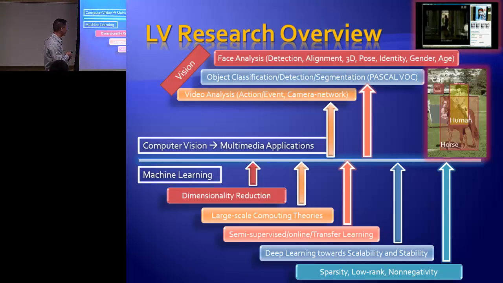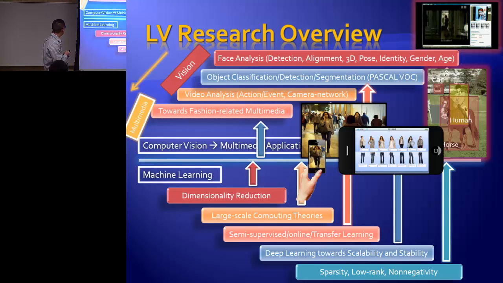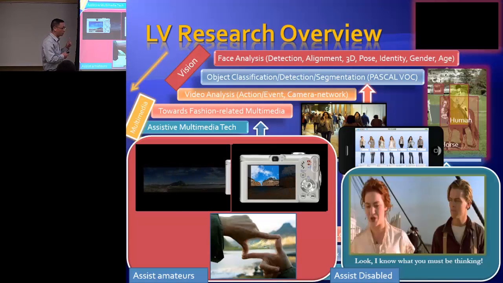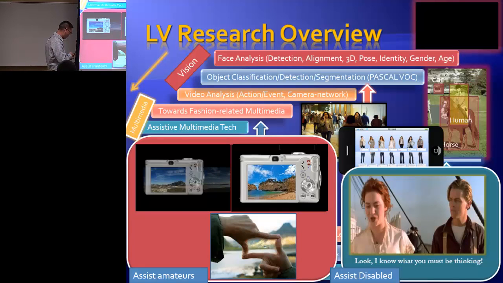So, founded on computer vision and machine learning, I also started research on some practical problems in the multimedia area. Particularly, I focus on 2 directions. The first one is fashion-related multimedia. This means I try to study, for example, your hairstyle, your makeup, your clothes, and other wearings and carryings. And the second direction is the so-called assistive multimedia technologies. We focus on 2 directions. The first direction is to assist amateur users.